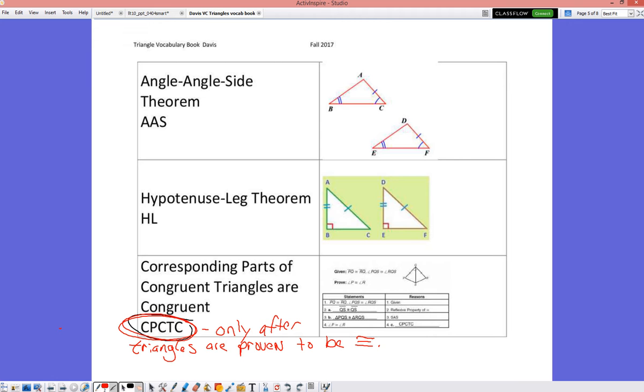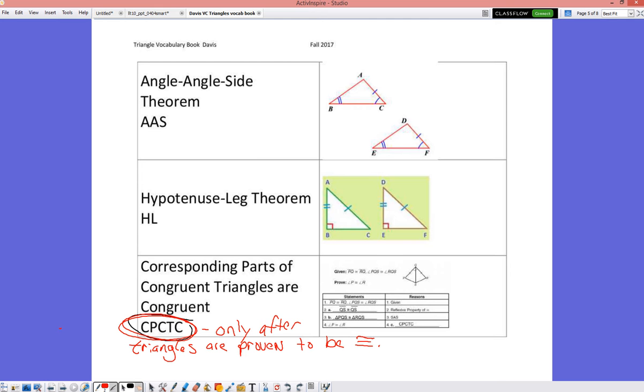So you're going to have like a side angle side, side side side, something like that. And then after that, you could prove that all parts are congruent to each other. So it's always going to be after that, only after triangles are proven to be congruent. That's the only time you could use it. All right, you guys have that in?